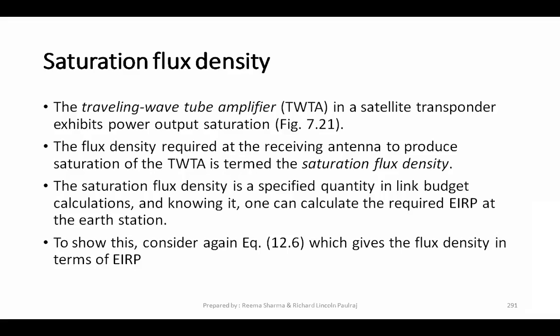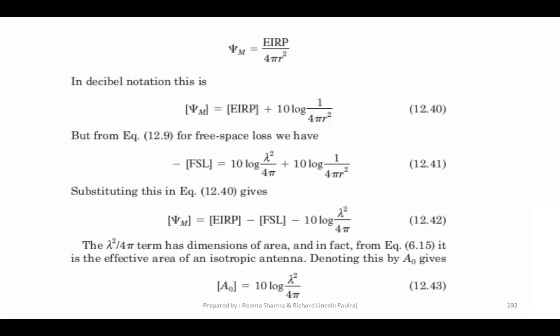So we'll have to consider the equation which was 12.6, and we will employ the same here. There are a few notations which you have to take care of. Your psi m is equal to EIRP by 4 pi r square. Normally we have seen this in our communications, 4 pi r square, the free space loss. So it is nothing but your EIRP plus 10 log 1 by 4 pi r square. I'm just taking it to this side.